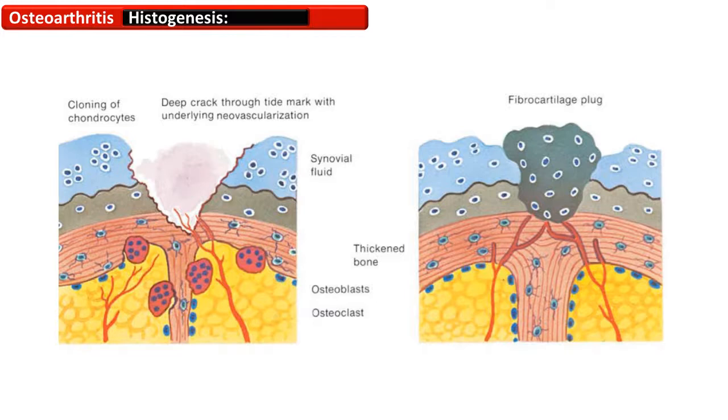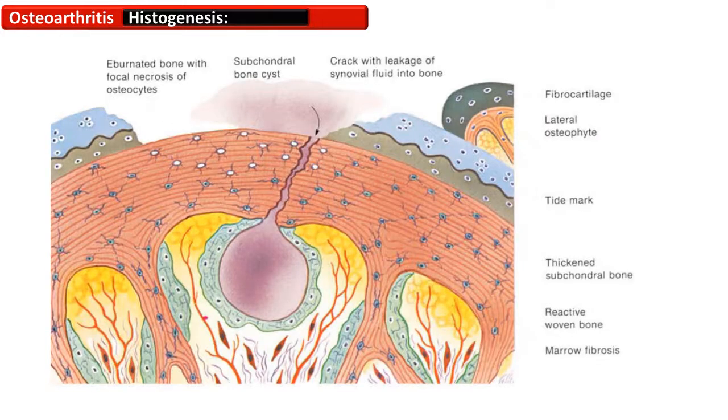The bone is also started to resorb due to osteoclastic activity. And as you know, there is simultaneous osteoblastic activity there, and due to these activities, the underlying bone is going to be thickened. What happens next? When there is vascularization of this area, there is infiltration by mesenchymal cells, and these mesenchymal cells then differentiate into a fibrocartilage plug. The fibrocartilage is mechanically unstable, so it disappears progressively, and the underlying bone is exposed, and this underlying bone is thickened and eburnated. If there is any crack in the bone, there is leakage of synovial fluid, which initiates the formation of subchondral bone cysts.